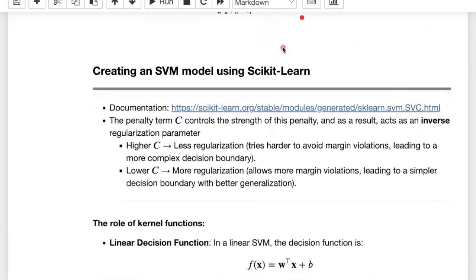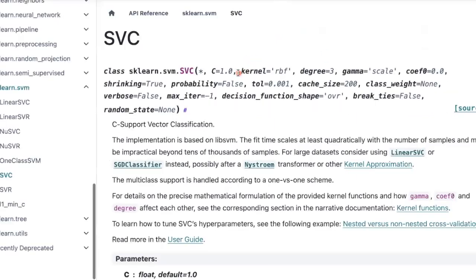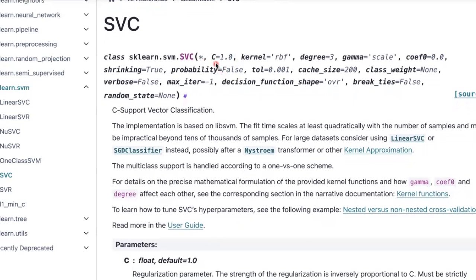So in order to solve SVM, we can use, obviously, scikit-learn. I have put the documentation here so you can see everything that you need to know about support vector machines. As we said, support vector machines work for both classification and regression, and they have different implementations. That's why in scikit-learn, the classifier one is called SVC, support vector classifier.